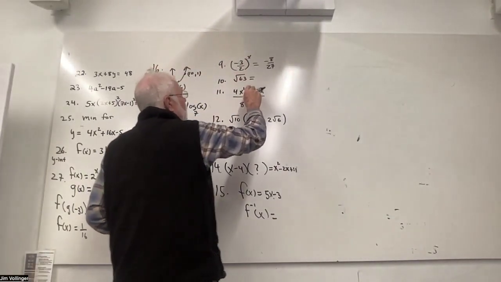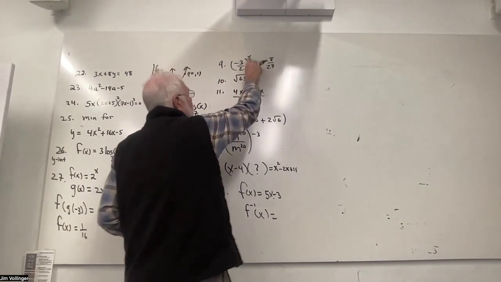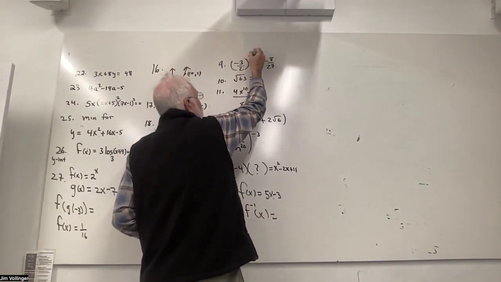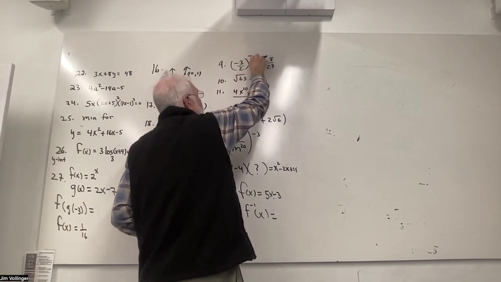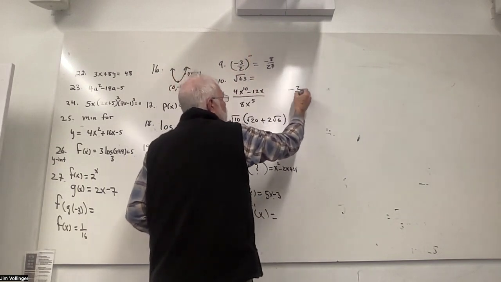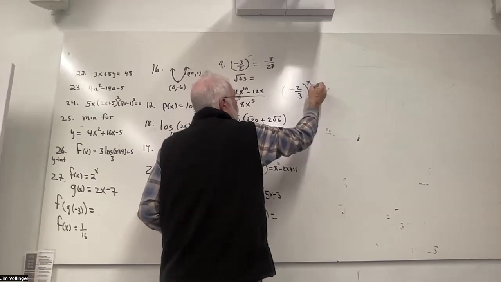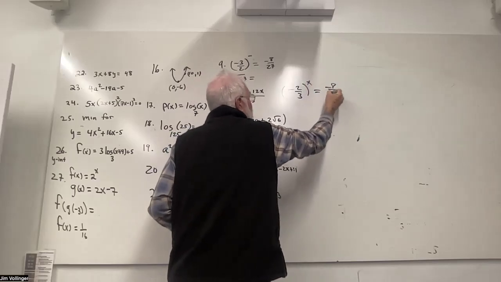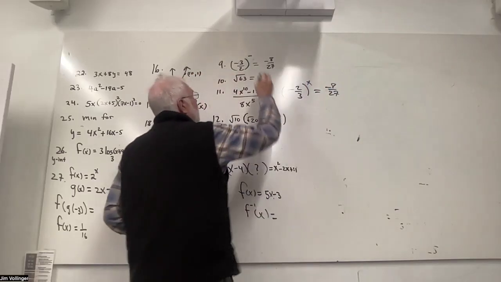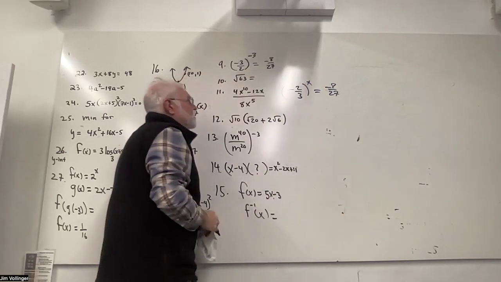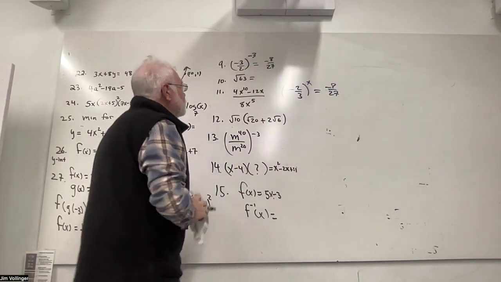-3/2 to the what? Well, I see that I have to flip. I've got to flip this fraction, so the minus sign does that. All right, so now I have -2/3. How do I turn -2/3 into -8/27? Sure looks like I have to do some cubing. So my answer was -3.